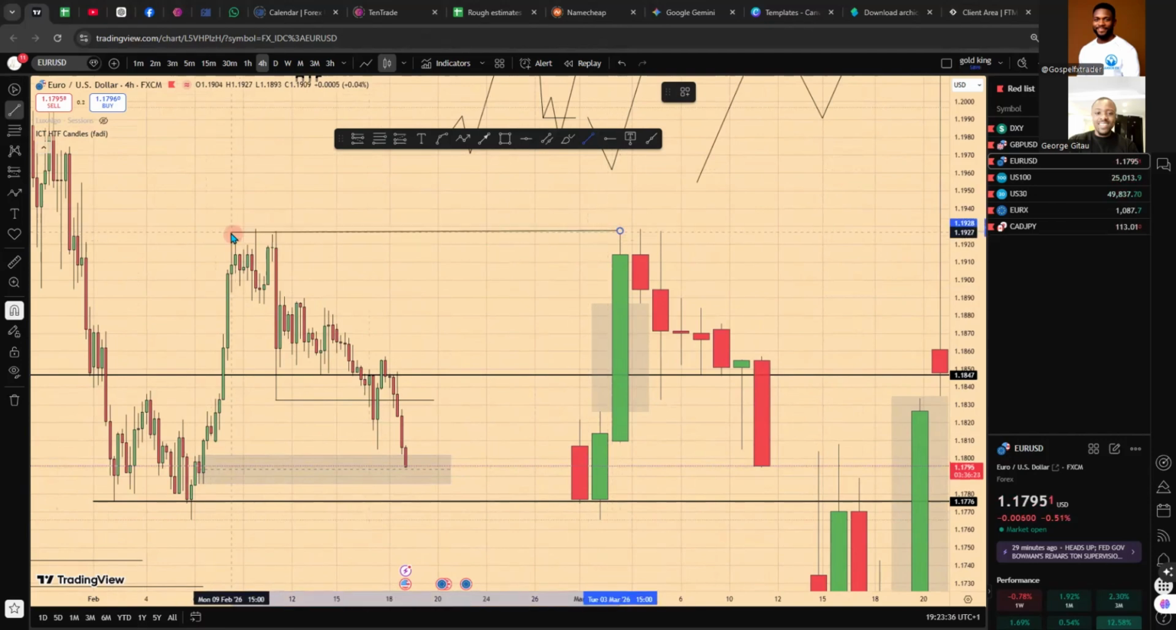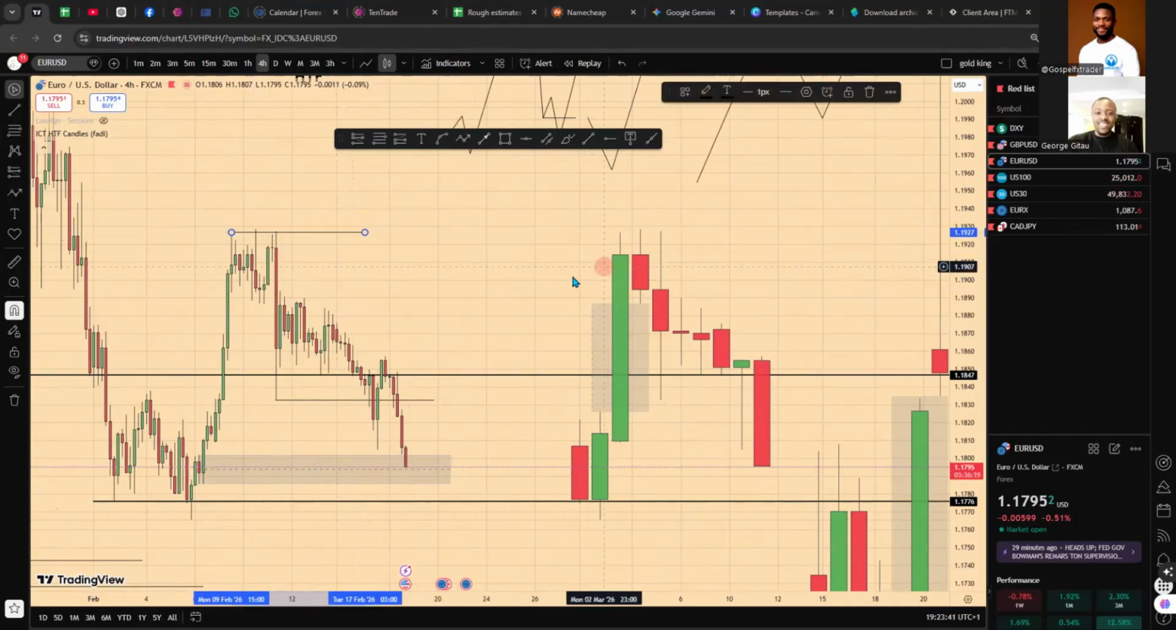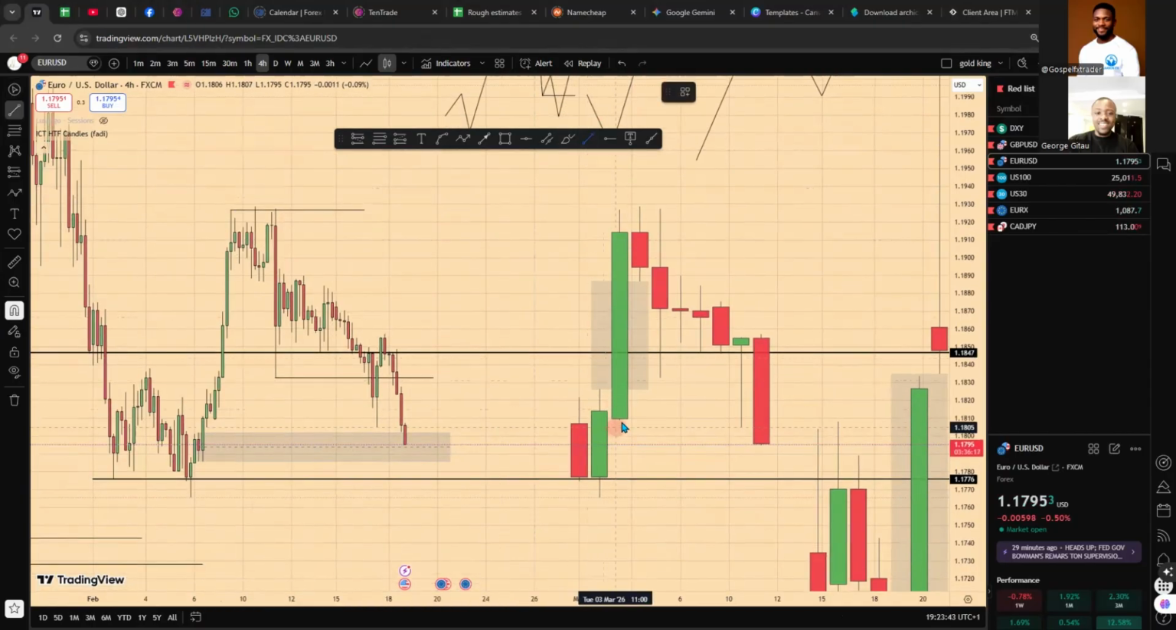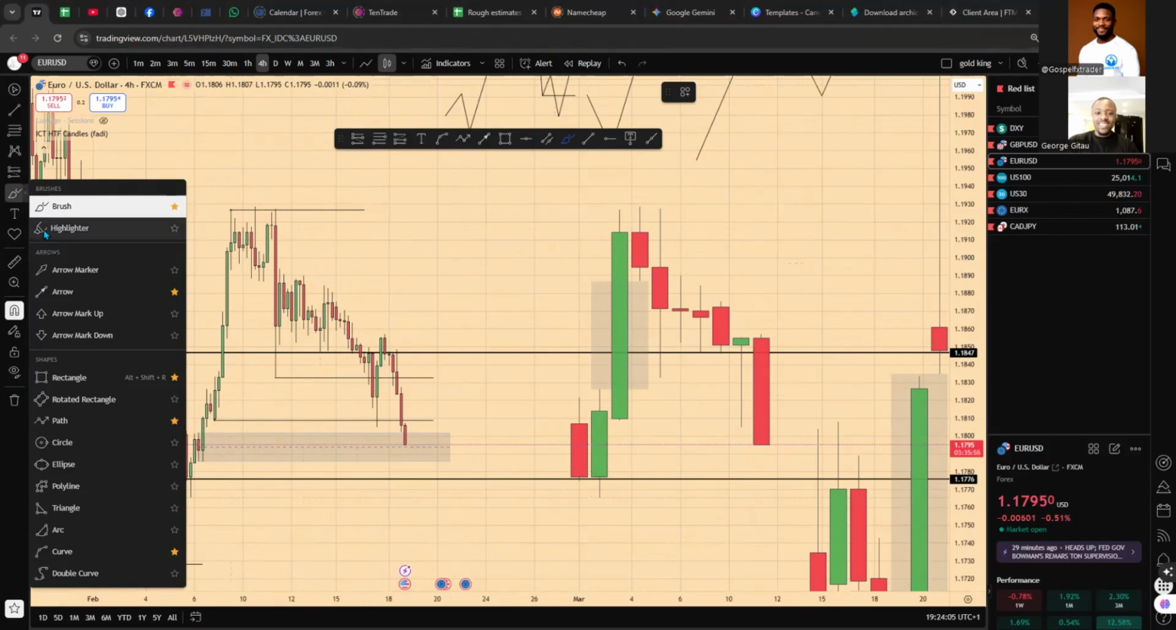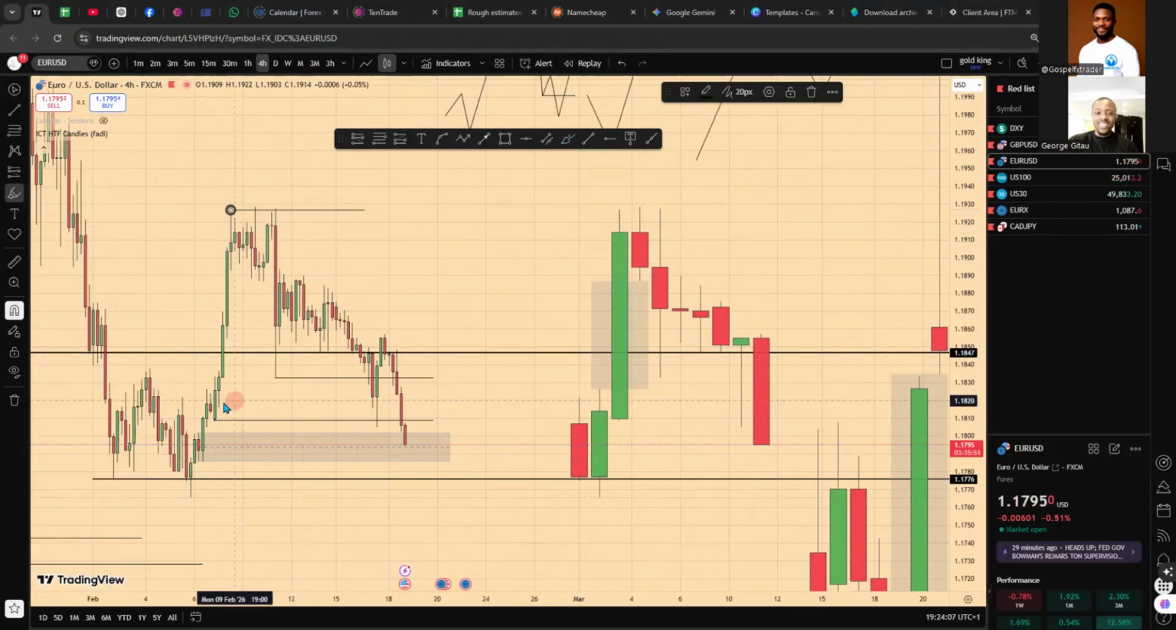Okay, this is the high of the candle here. That was the high of this long bullish candle, and then the low of the candle comes in here. This is the low of the candle here. So you will notice that this is a whole range on the lower time frame, where this is the low, and then we have the high right here.